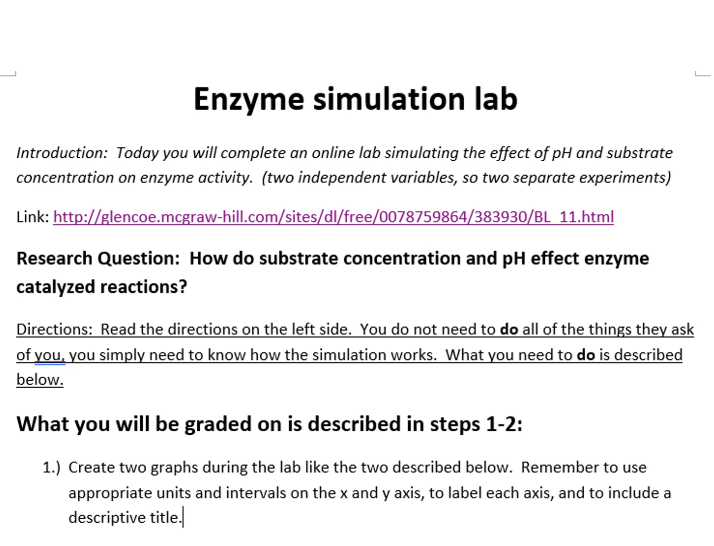I'm going to upload a Word document, and this is a screenshot of the top half of that Word document. And so I thought I'd just go over it with you real quick. So, Enzyme Simulation Lab. Today, you will complete an online lab simulation simulating the effect of pH and substrate concentration on enzyme activity. So what that means is we're going to be looking at two independent variables. So that means that you must have two different experiments, and it's pretty simple to do that.